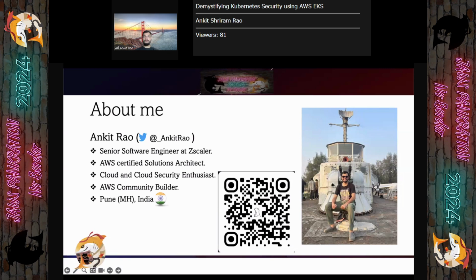Before starting the presentation, here is a brief about me. I'm currently working as a senior software engineer at Zscaler. I am an AWS certified solutions architect, and I also hold the specialty certification in security. I am an avid cloud and cloud security enthusiast. I have been recognized as an AWS community builder as well, and I belong to India.